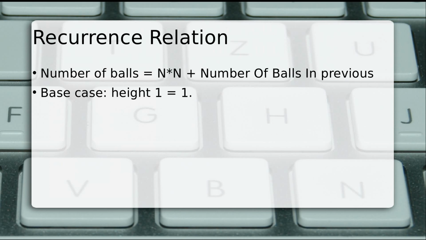And this is the recurrence relation. So imagine we are at layer 2, then it's going to be 2 times 2 plus the number of balls in the previous layer. The previous layer is layer 1, it just has 1 ball in it. So it's going to be 2 times 2 is 4 plus 1, which is going to give us 5, and our base case is that the height is equal to 1.